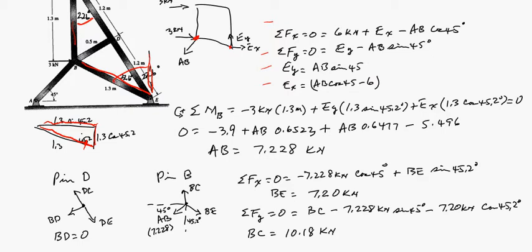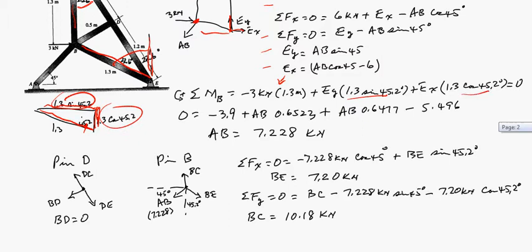So we end up summing the moments about B, which we go up and get this 3 kilonewton force. It's a horizontal force, so we need the vertical distance, and it's clockwise, so that's what that is. And then our EY is a vertical force, so we need the horizontal distance, so that's that one. And EX is a horizontal force, so we need the vertical distance, and that's that one. And then solve the algebra.